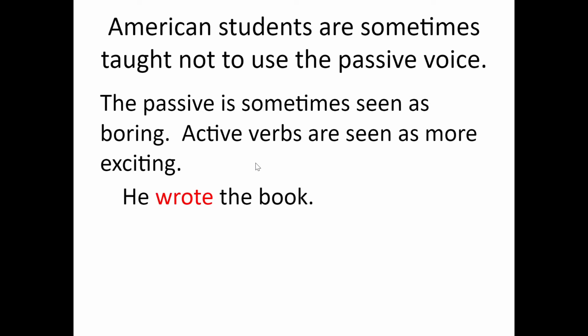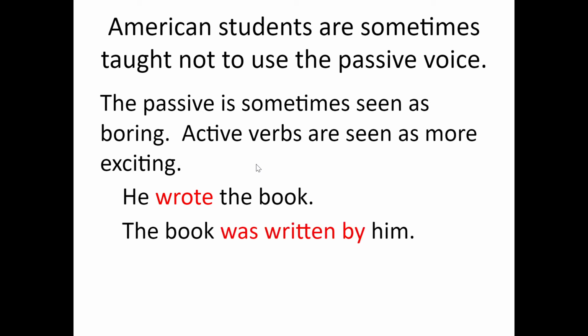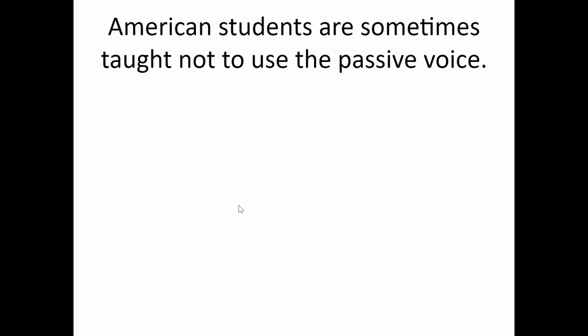So, he wrote the book. This is more active. He is doing something. The book was written by him. Here the book isn't doing anything, so it seems to be a little bit boring to put that at the front of the sentence. Plus, it makes the sentence longer and more difficult to say: was written by. Wrote is much simpler.